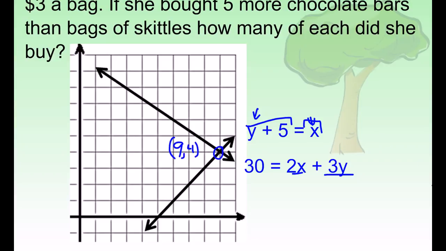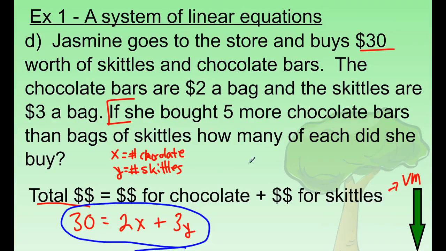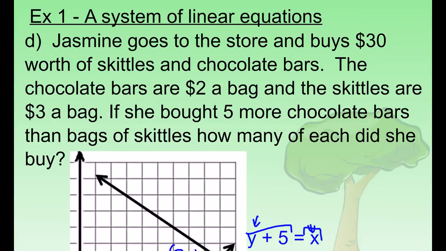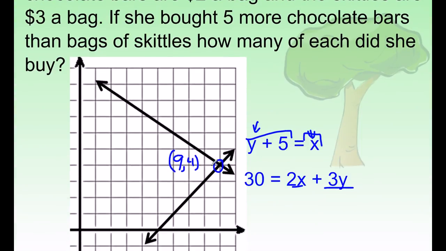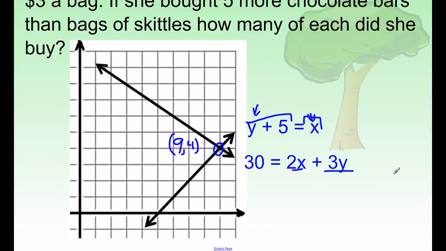So we're predicting that if x is 9, what was x? We wrote this down for a reason. x is chocolate. So she bought 9 chocolate bars and 4 bags of Skittles, then both of these would be true. She would have 5 more chocolate bars than Skittles. Look, 5 more chocolate bars than Skittles. But also the total amount of money she would spend would be $30.